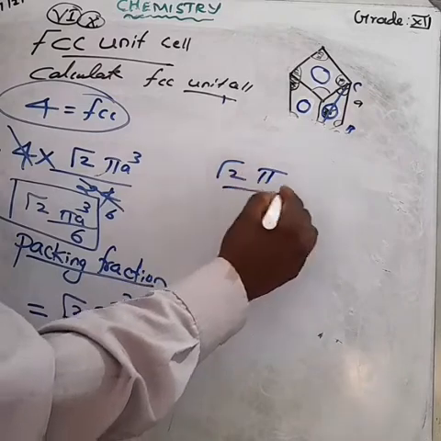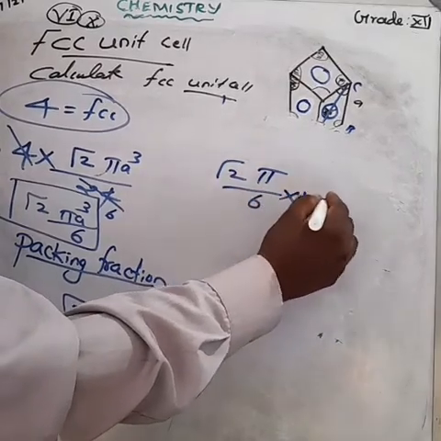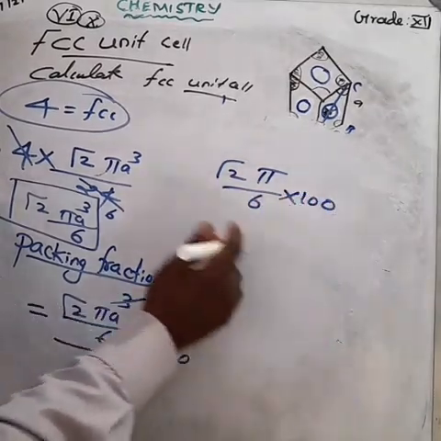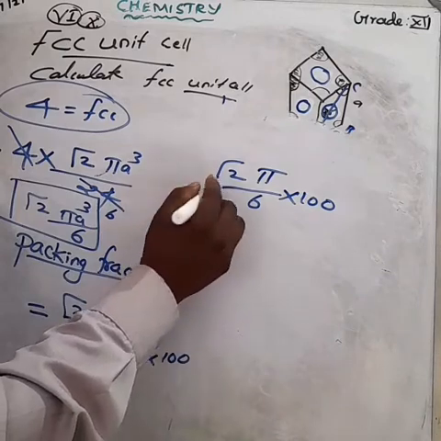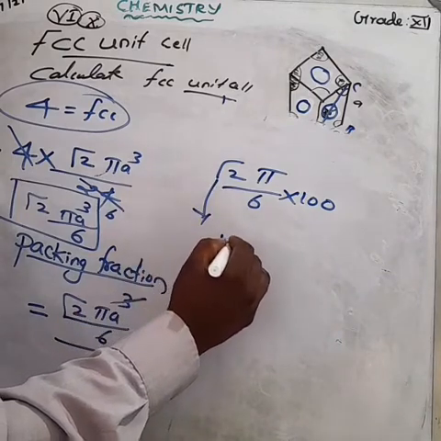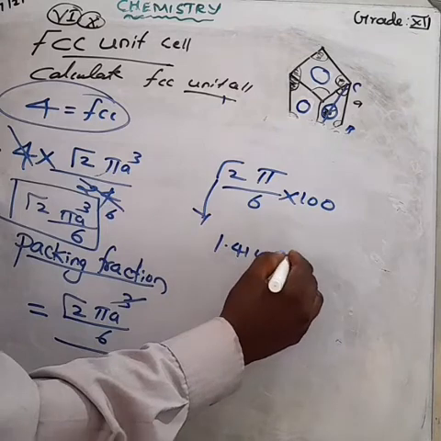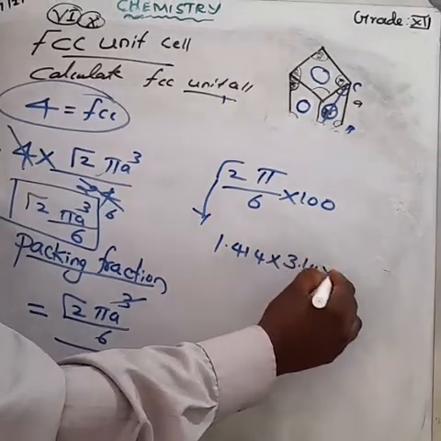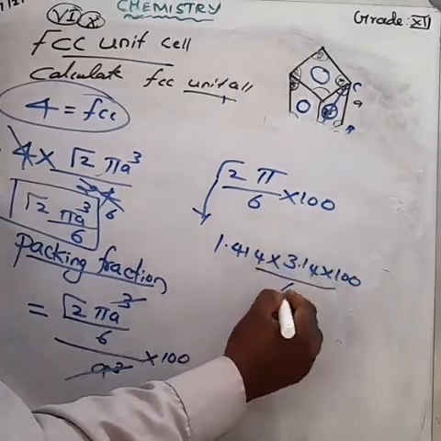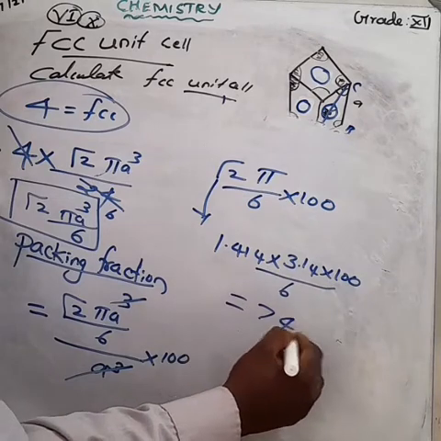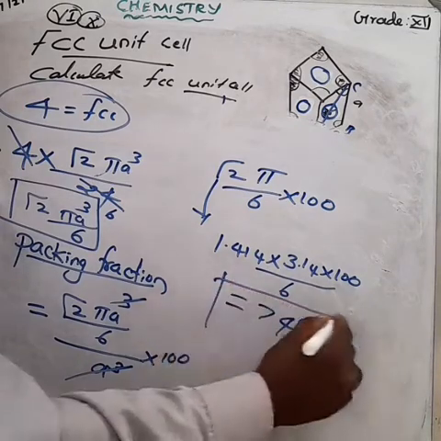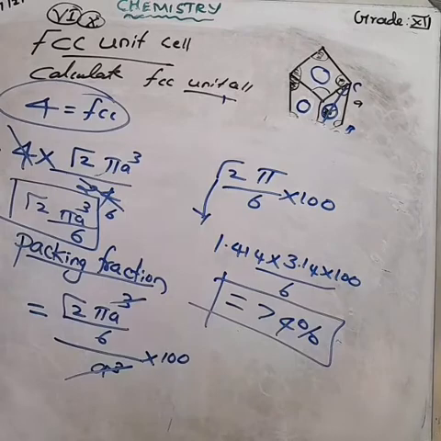Next, we can write the value of root 2. What is the value of root 2? 1.414 into pi value 3.14 into 100 divided by 6. When you multiply and divide, we get the percentage, about 74%. This is one of the important questions. Try to learn this question.